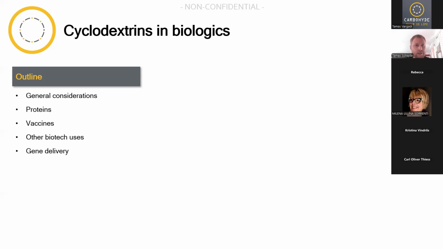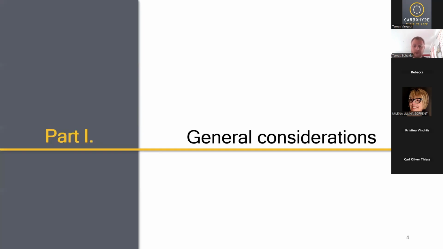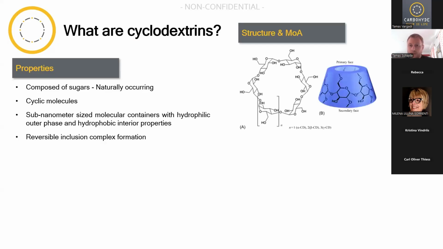I'll share some very brief general considerations about cyclodextrins in case you don't know them, just a few slides, and then we'll deal with four main topics in the field: how they can be used with proteins, how they can be used with vaccines. There are some other biotech uses beyond the vaccines, mainly in the production of certain biotechnological products, and the uses in gene delivery. So let's see about general considerations.